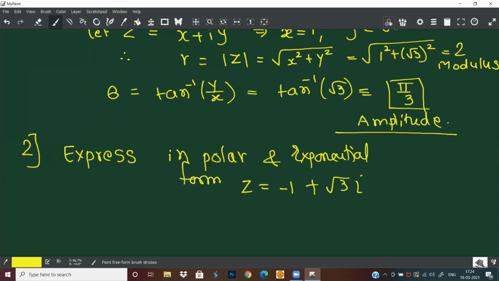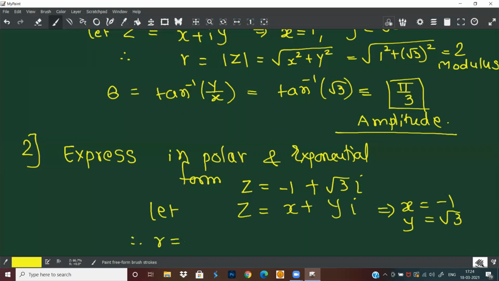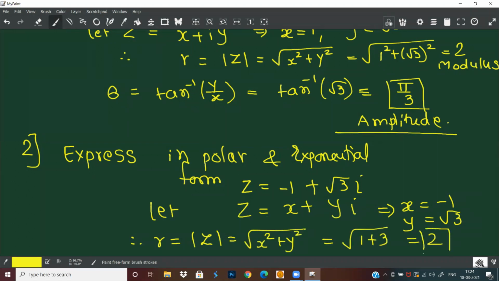Whether polar or exponential, I need to find r and theta. Just remember this. After that, we have to use it in the form. But the steps will remain the same. Let z be equal to x plus yi, implying x as -1, y as root 3. So your r will be mod z, which is root of x square plus y square. r is 2.